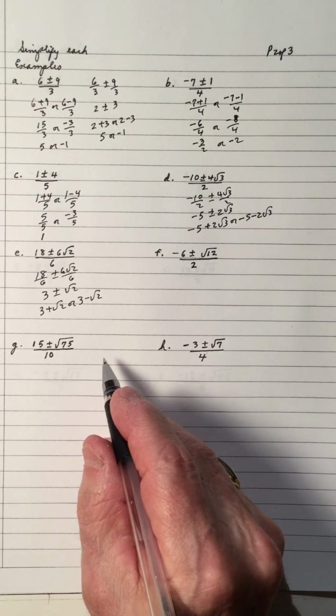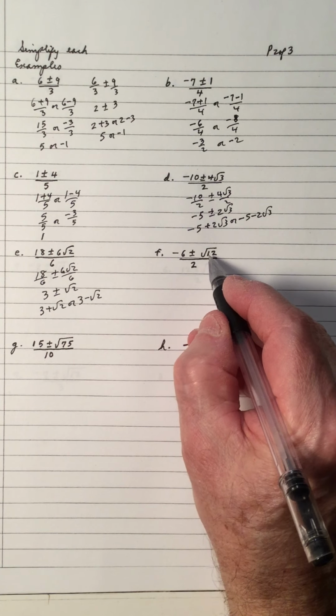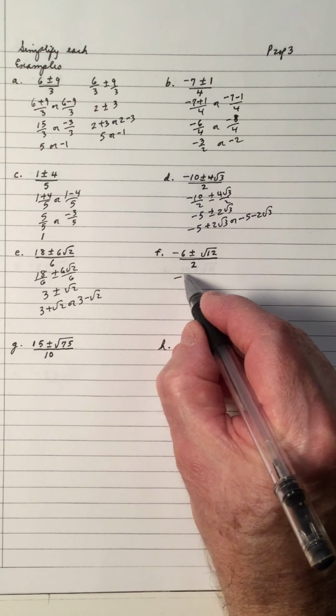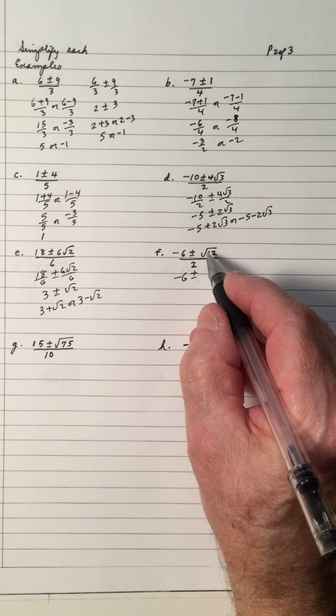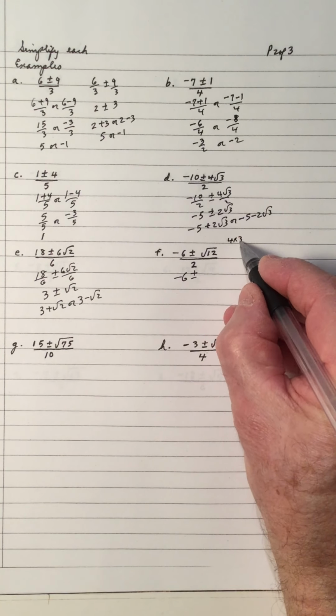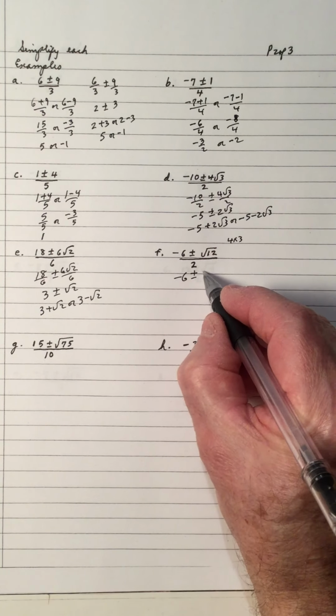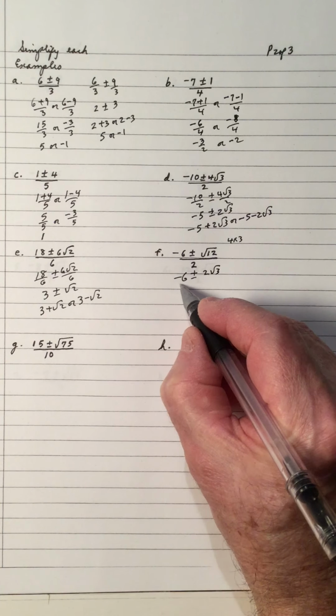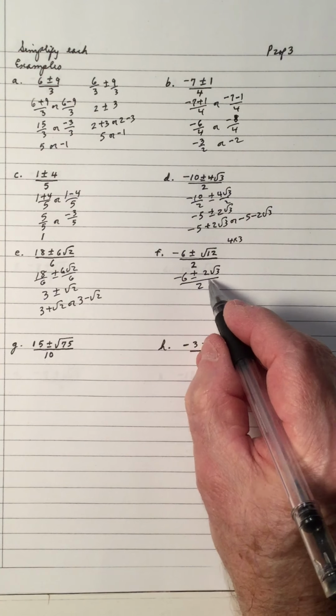So notice there's two roots. And notice the root of 12. Well, let's simplify the root of 12 first, because we always should simplify the inside of a radical first. So 12 is 4 times 3. So the square root of 4 is 2, giving 2 root 3. So I simplified the root of 12.